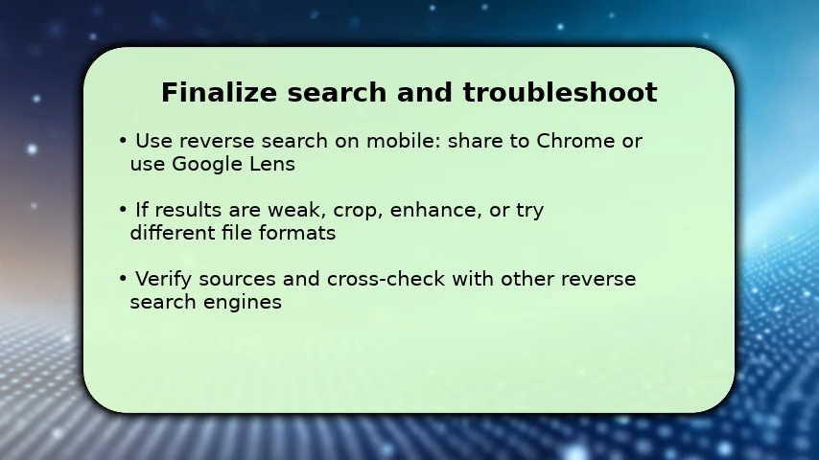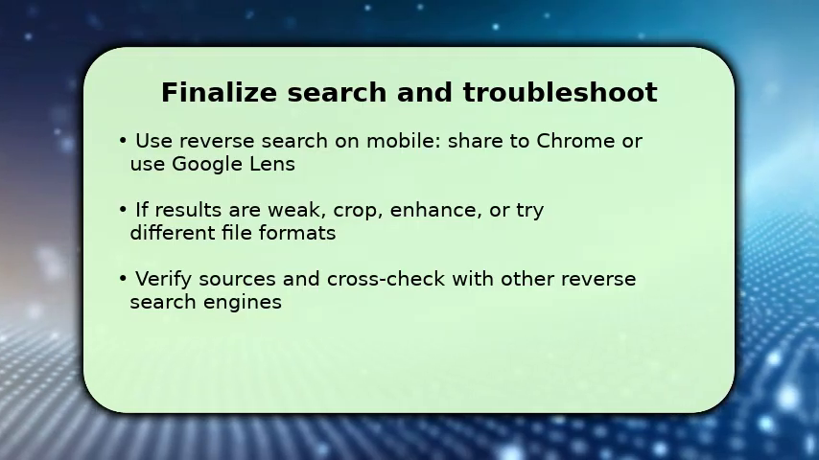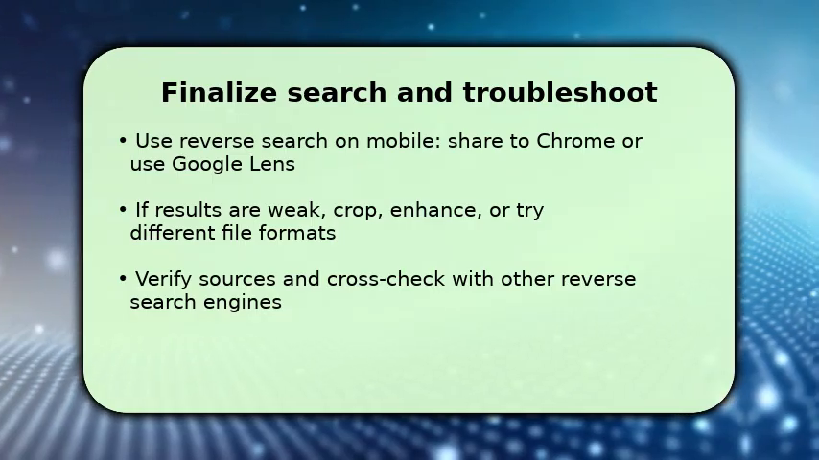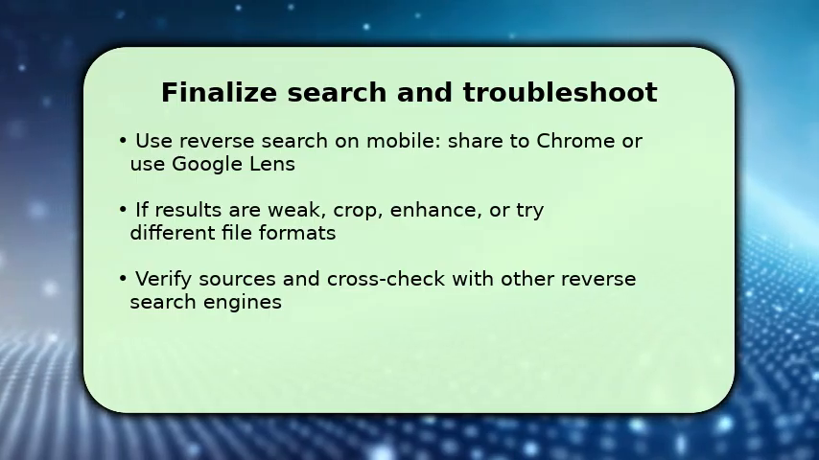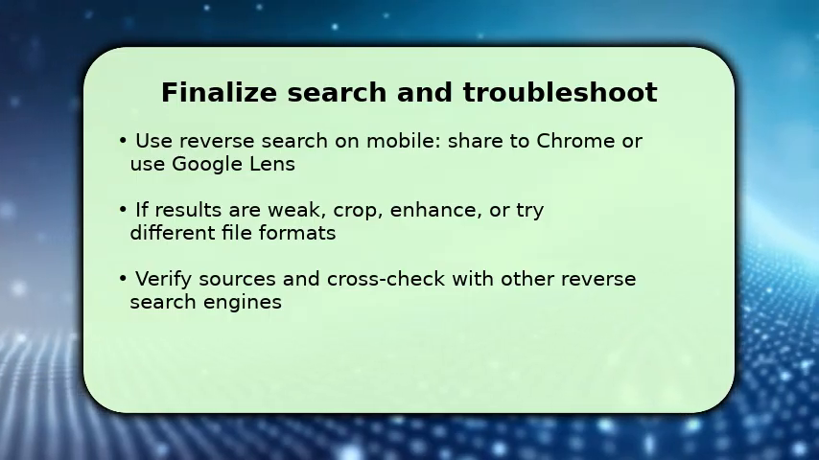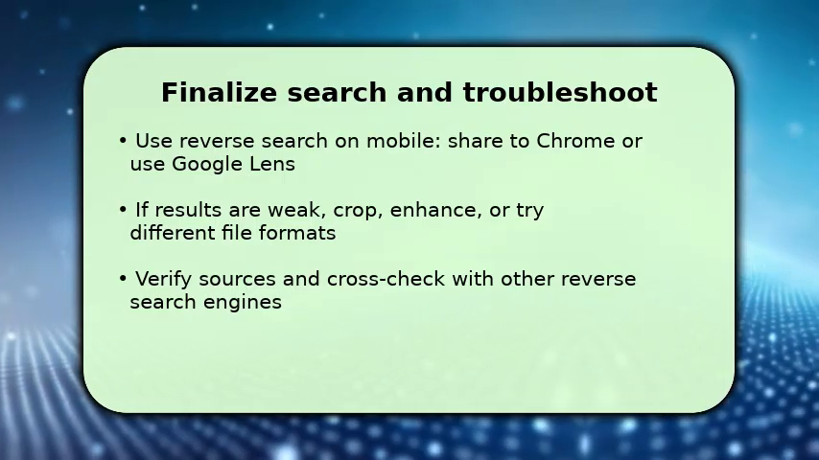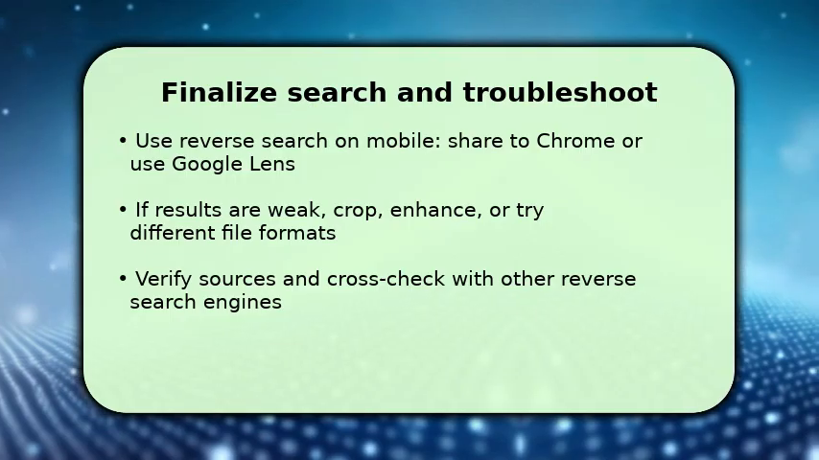If you're on mobile, use Google Lens inside the Google app or share the image to Chrome for a reverse search. If initial results are weak, crop out irrelevant borders, increase contrast, or save as JPG/PNG and retry. One key troubleshooting tip: if Google finds nothing, cross-check with other reverse image tools, Bing, TinEye, or Yandex to catch matches Google missed. Verify facts before trusting a match.